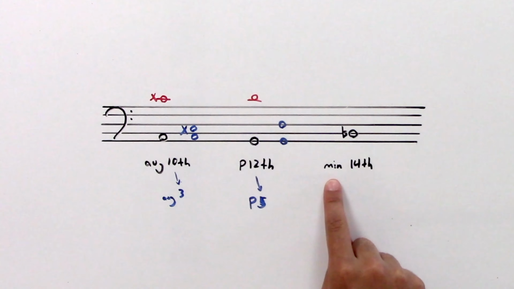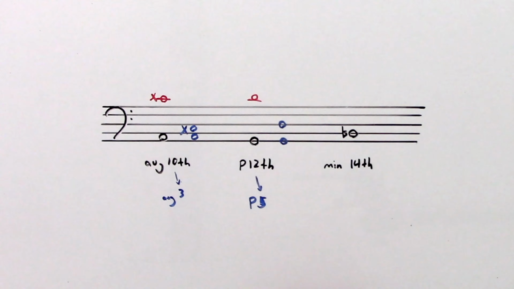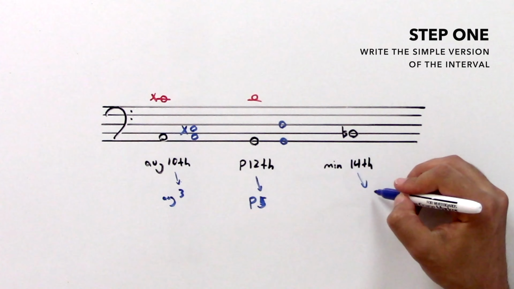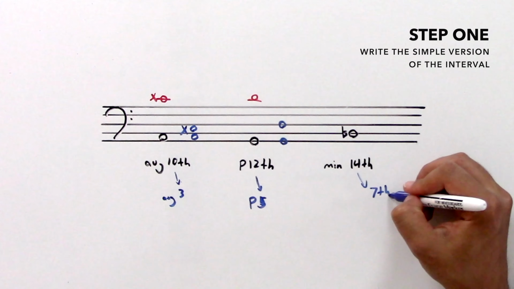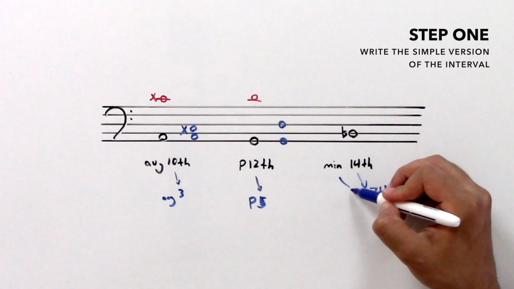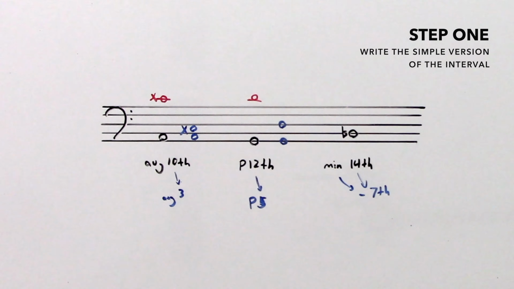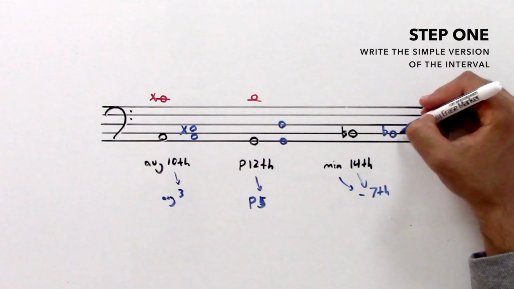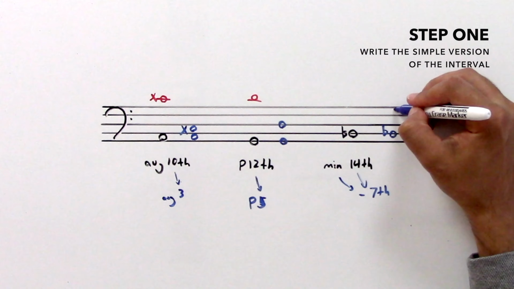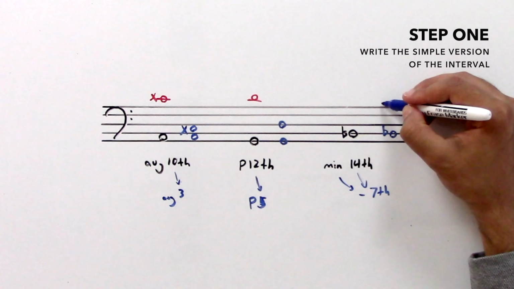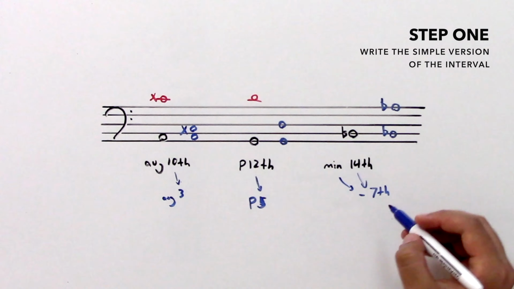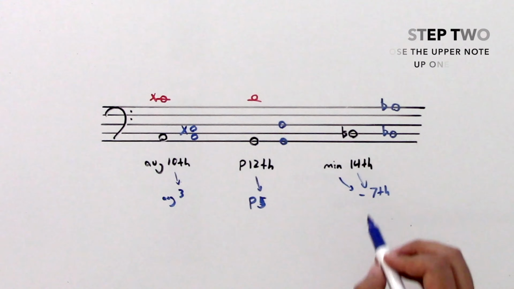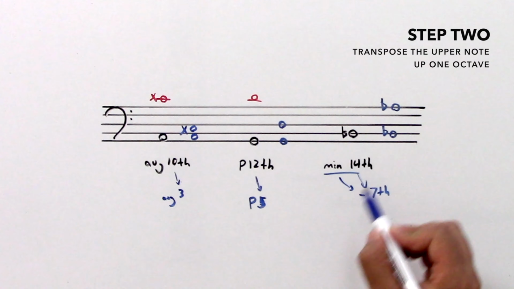And the last one, minor 14th. At the piano, we learn that a 14th is the same as a 7th. So what we're really doing is writing a minor 7th. Let's see what that looks like over here. In B flat, a 7th above B flat is A. And if I add an A flat, that's a minor 7th. Now all I have to do is transpose this A flat up an octave to create a minor 14th.